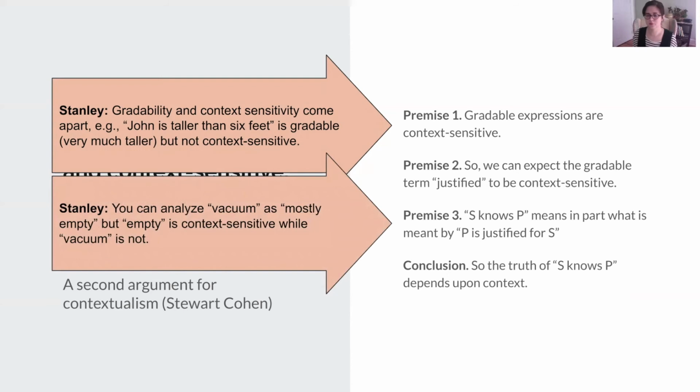Stanley also says that there's a problem with premise 3, that "S knows that P" means in part that P is justified for S, so that the meaning of "knows" depends on the meaning of justification. Stanley says here that you can analyze, for example, the word "vacuum" as meaning something like "mostly empty." But the fact that "vacuum" can be analyzed as "mostly empty" doesn't mean that the word "vacuum" is context sensitive just because "empty" is context sensitive. Vacuum is not context sensitive, even though empty is, right? Whether something is empty depends on what you're comparing it to, but whether something is a vacuum doesn't depend at all on what you're comparing it to. In a sense, vacuum is an absolute concept. What if "knows" is like that? What if "knows" is absolute, even though "justified" is graded or context sensitive? Then we'll have a challenge for premise 3.